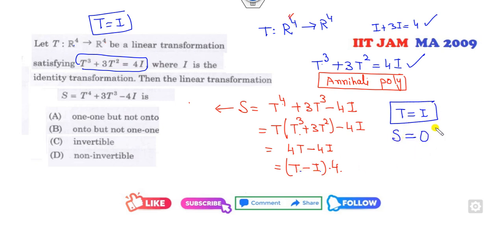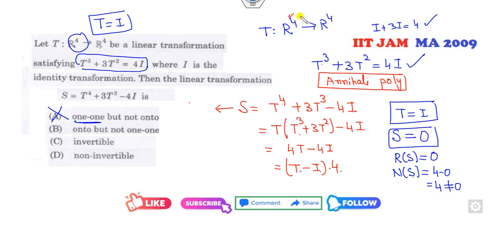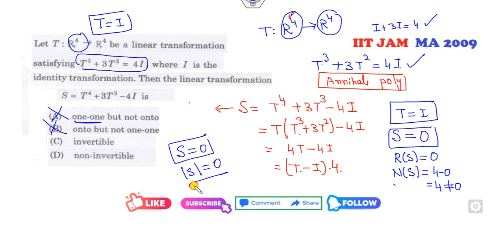S will be 0. So once S is 0, what is the rank of S? 0. What is the nullity of S? The dimension is 4. 4 minus 0 is 4, which is non-zero. It means S is not 1-1, but he said 1-1. Also, the dimensions are the same. So if it is not 1-1, it means it is not onto. Now, what is the meaning of that? If S is 0, is it invertible? What is the determinant of S? 0. Is it invertible? Not invertible. So the right answer is D.